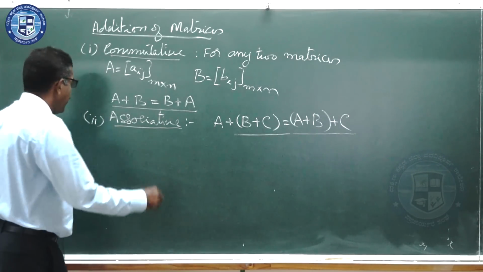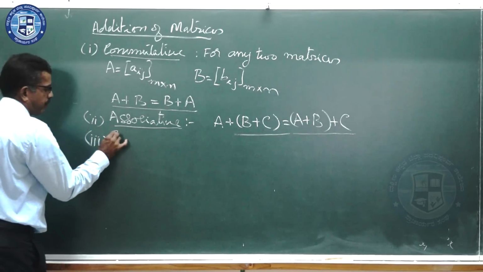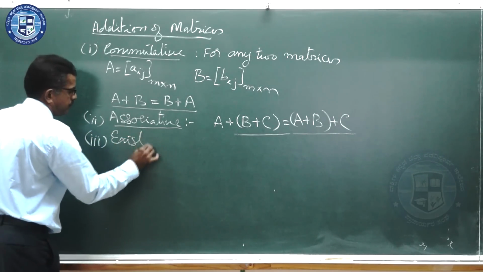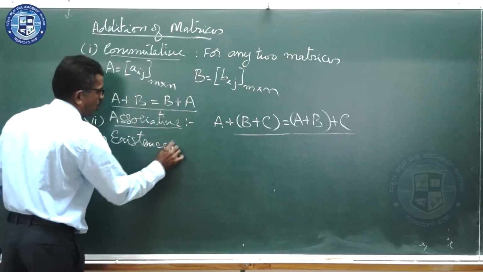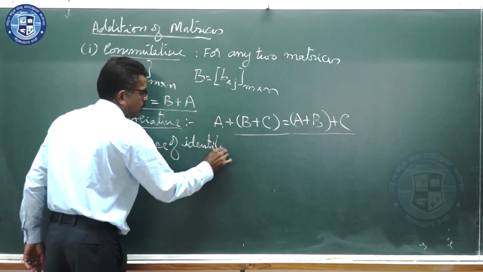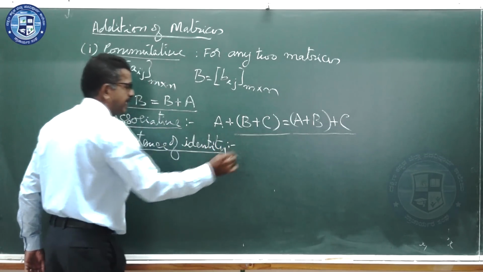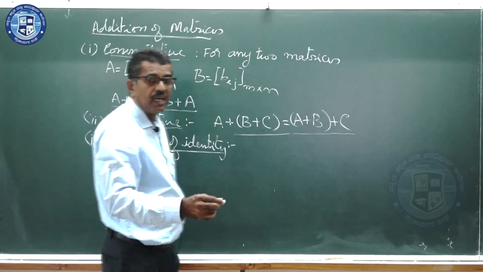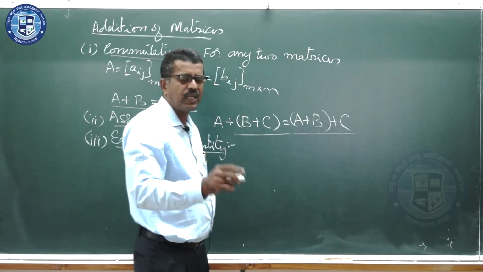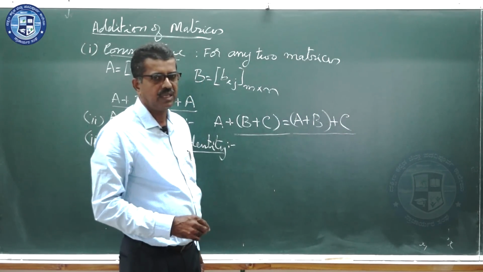And the next one is existence of identity of a matrix. Existence of identity. I don't know whether you remember it or not. When I gave one of the types of a matrix which is null matrix, especially null matrix is known as the identity matrix under addition.